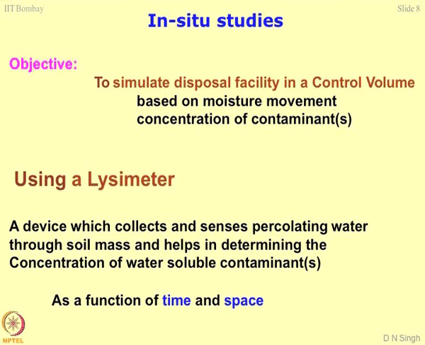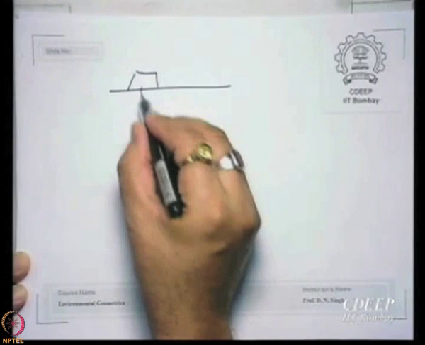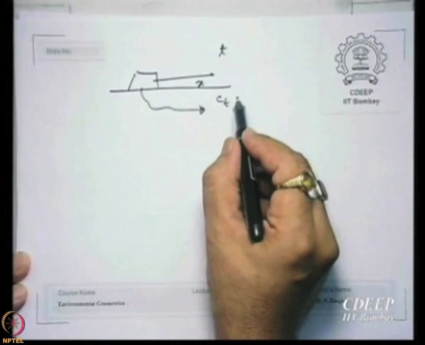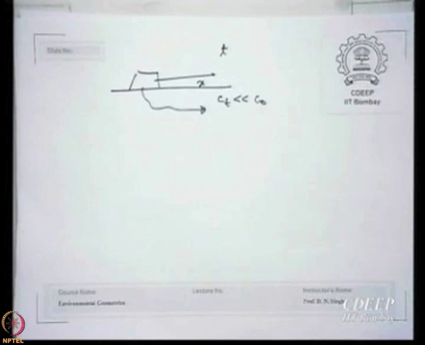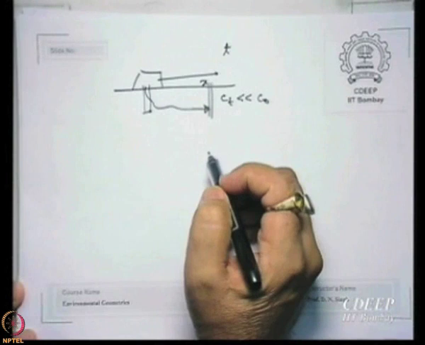Whatever pore solution is coming out, see, this is the facility and something is leaching out of here. I want to find out at a given time, at a distance of x, what is the concentration Ct, and this concentration should be much less than the permissible limit. I have several ways of doing this. Either I can check the concentration at this point itself by using a lysimeter. I can do a bore log over here, take sample of the soil, make their solution, again test what is the concentration. That is one of the ways.